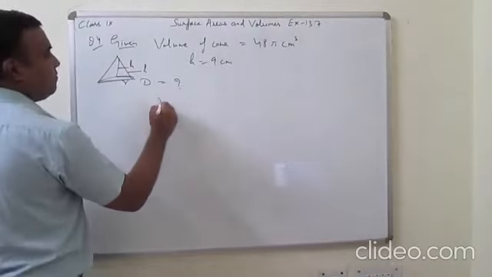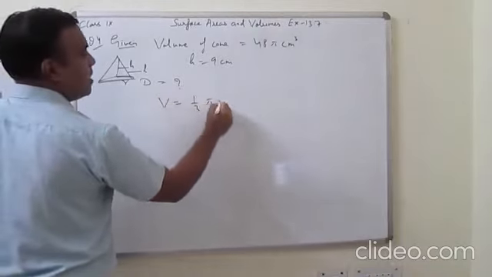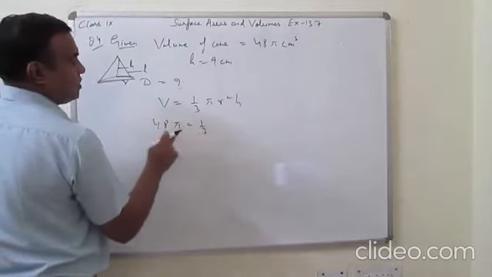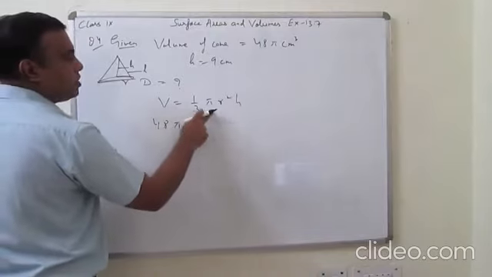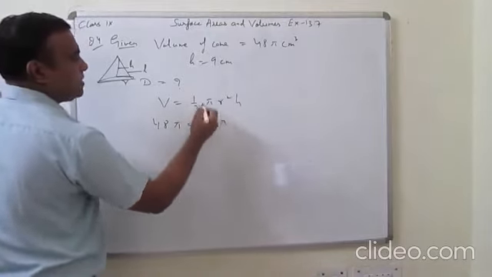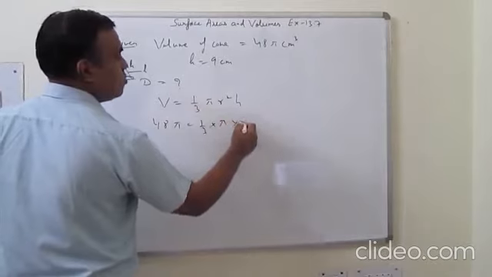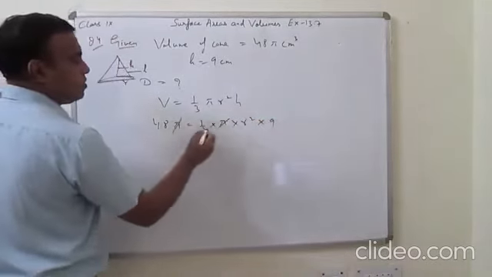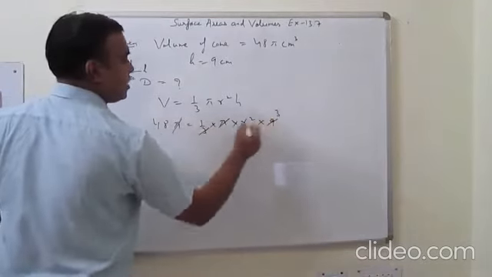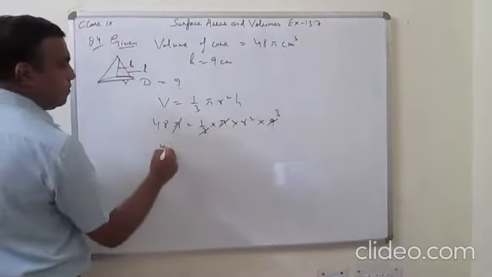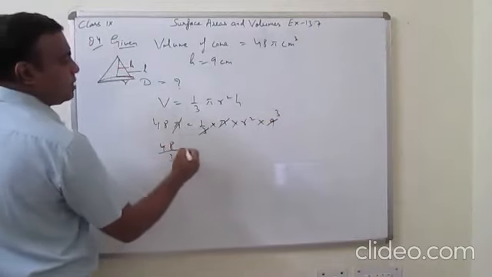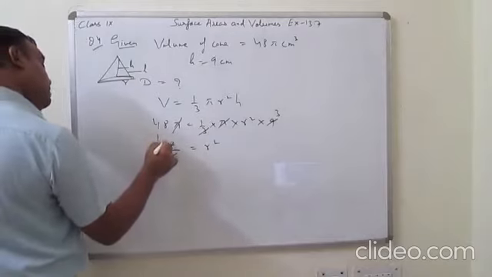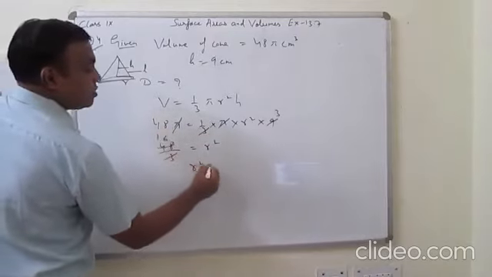We know that V is equal to 1/3 pi r square h. So 48 pi is equal to 1/3 pi r square times 9. Don't change pi; r is unknown, height is 9. Now pi cancels out, and this 3 and this 3 cancel out. Now 48 upon 3 is equal to r square. Cut it with 3: 3 1 is 3, 3 6 is 18. R square is equal to 16.